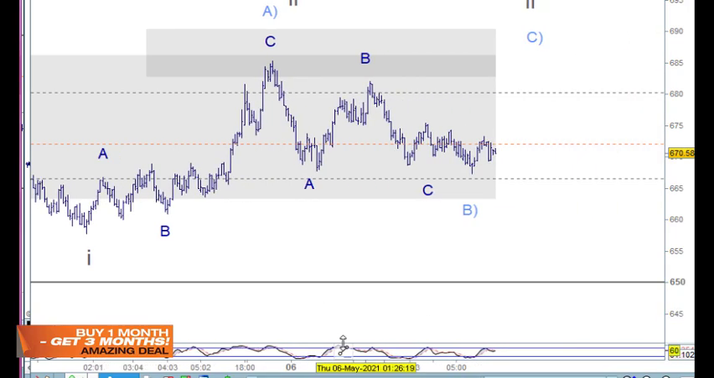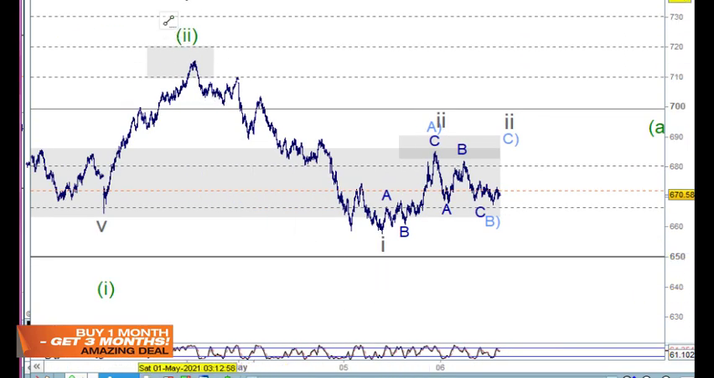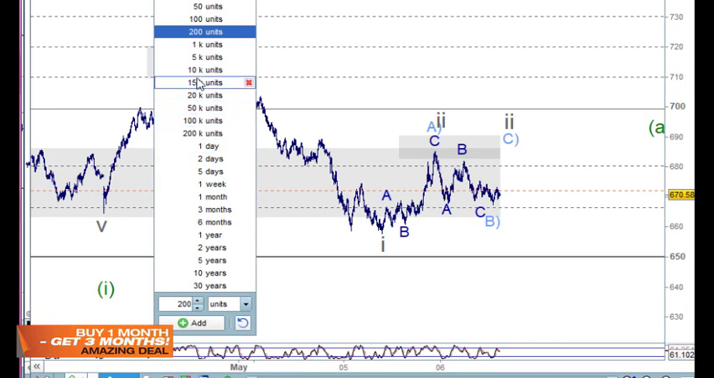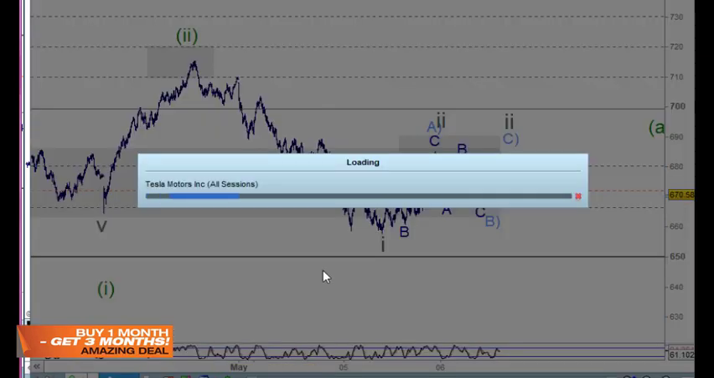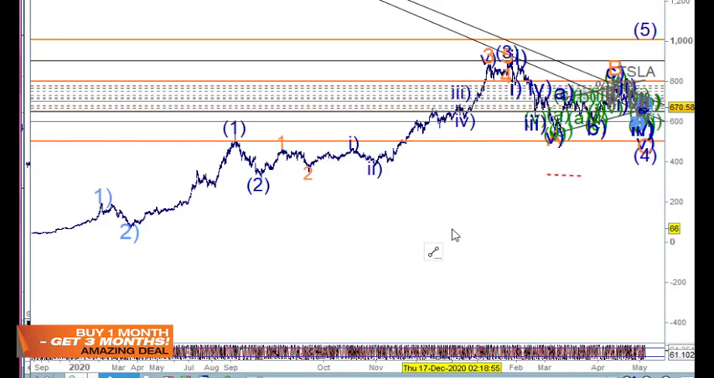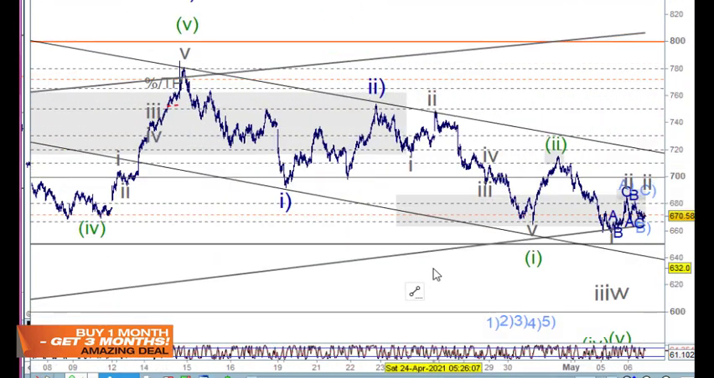Just on the tick chart here, we'll just bring it back in. Let's bring some data in and see what we've got. It's plenty of data.